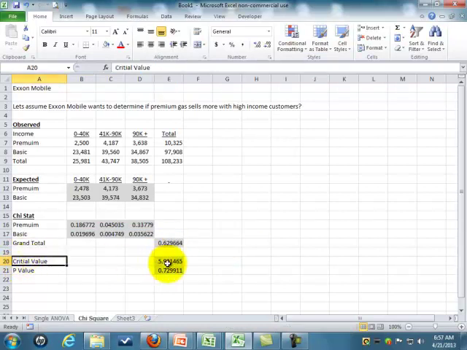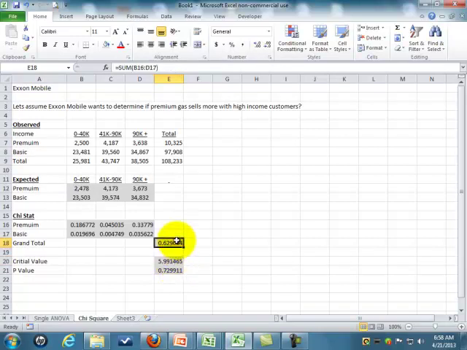Our critical value, again, we can go to Excel and use our INV tool. Remember, that's where we find our critical value. So it's a chi-squared INV, right tail, 0.05 level of significance, 2 degrees of freedom. Remember, our degrees of freedom is the number of columns minus 1 times the number of rows minus 1. So we've got 2, 3 minus 1 times 1, 2 minus 1. 2 times 1 is 2. That's how we know we had 2 degrees of freedom. This gives us our critical value.